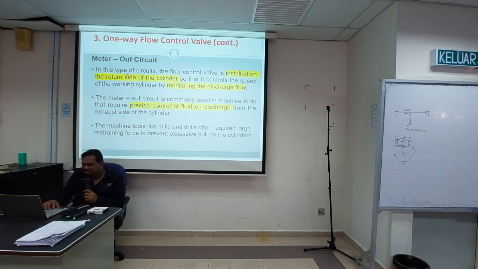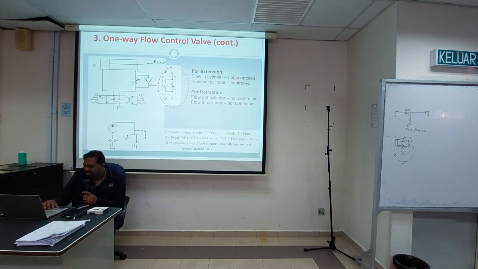So in this type of circuit, the flow control valve is installed on the return side of the cylinder so that it controls the speed of the working cylinder by monitoring the discharge flow. This one is placed at the retraction port. Okay, the meter out circuit is commonly used in machine tools that require precise control of the fluid on discharge from the exhaust side of the cylinder. So machine tools like mills and drills often require large restraining force to prevent excessive pull on the cylinder. Okay, so place it here.